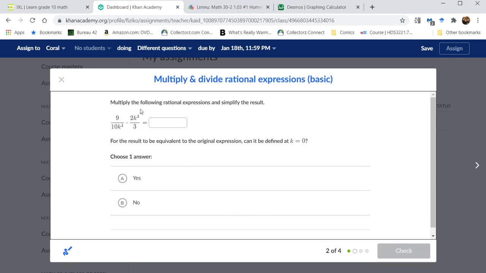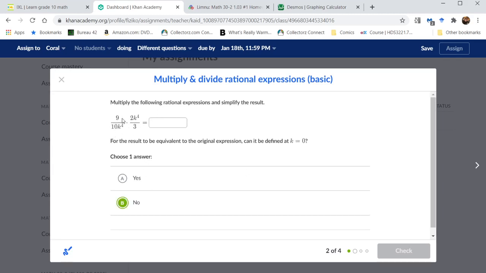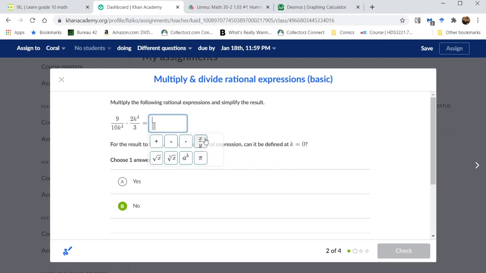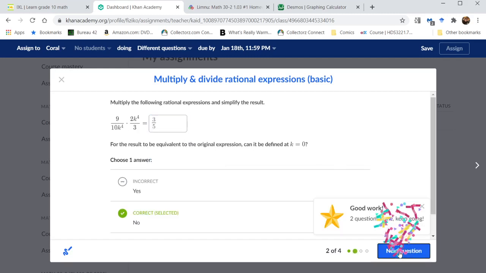So next up, we want to multiply the following rational expressions and simplify the result. So here, our k to the 4th and our k to the 4th are going to cancel again, but it still cannot be defined there. The 9 over 3 reduces to a 3 in the numerator, and the 2 over 10 reduces to a 5 in the denominator. So this entire expression simply becomes 3 over 5.